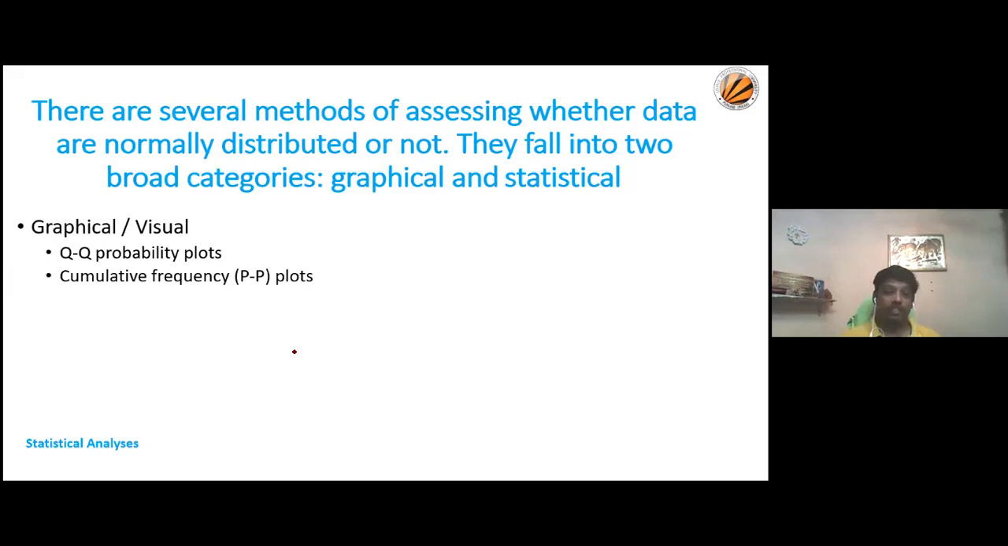Okay, how would you assess normal distribution? It can be done through two methods. One is graphical, another one is statistical.